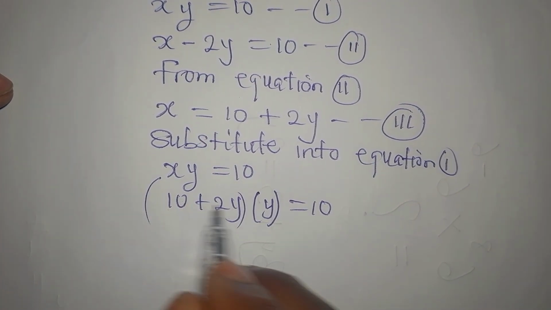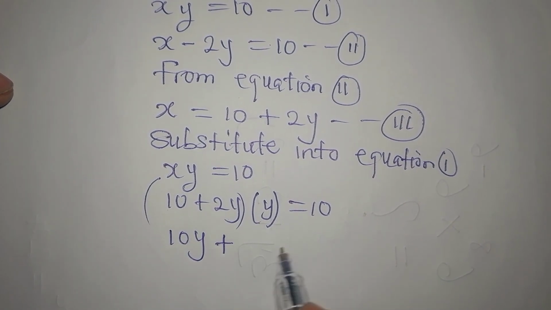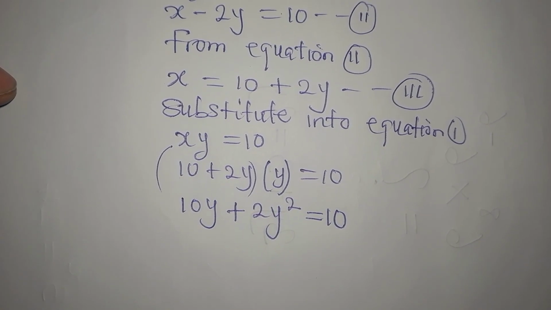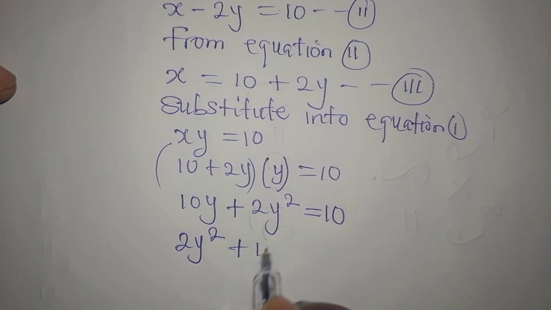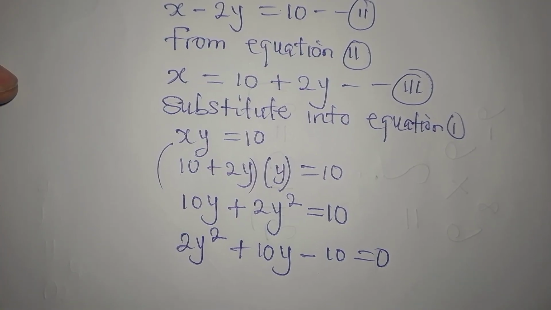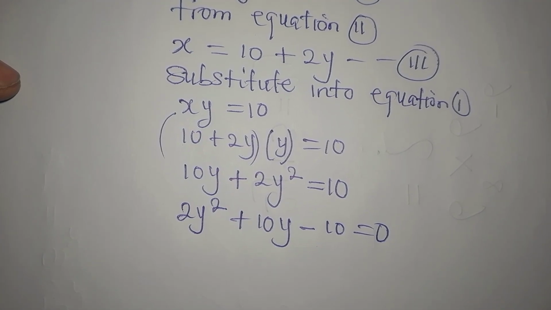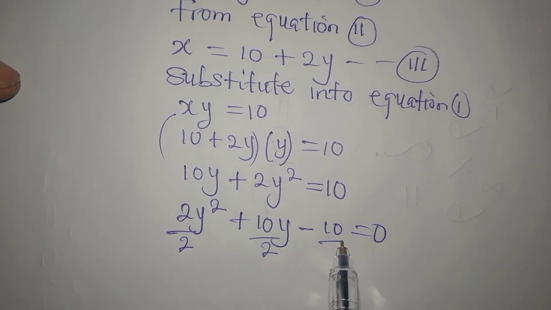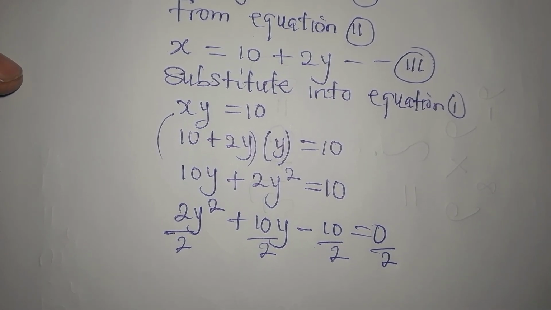Now open the bracket. 10 times y, that is 10y, plus 2y times y, that is 2y squared, and this is equal to 10. So if we want to rearrange, we're going to have 2y squared plus 10y minus 10 equals 0. If you must know, this is now a quadratic equation, and we can solve this by using any of the methods. If you like, you can even divide this by 2, divide this by 2, divide this by 2, divide this by 2. Okay, so we are dividing all through by 2.